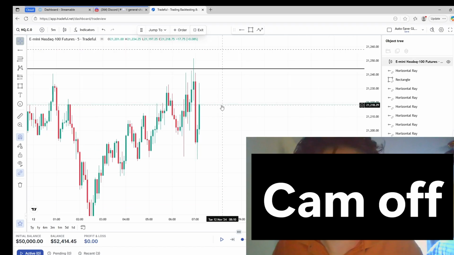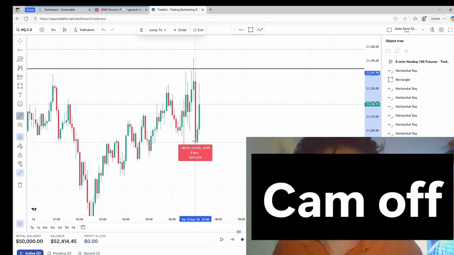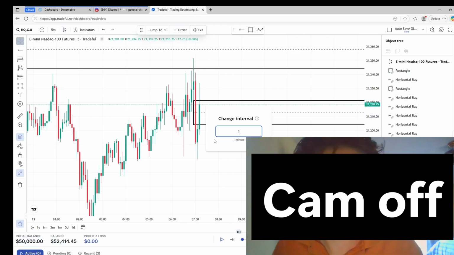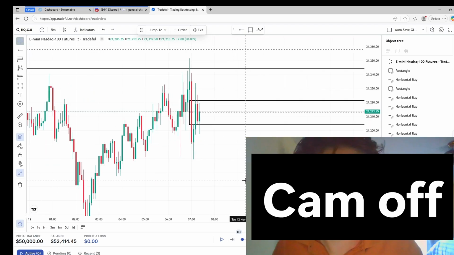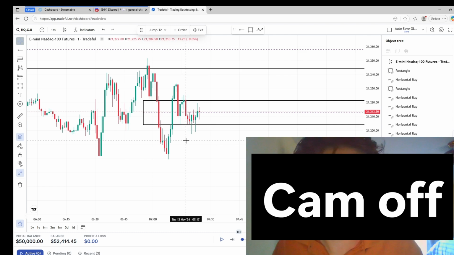Here we get a nice candle. Was it big enough though? Honestly, 51 points is a pretty strong candle. Let's see. 15-minute time frame, still nothing. Okay, so we end up getting a rejection off this.